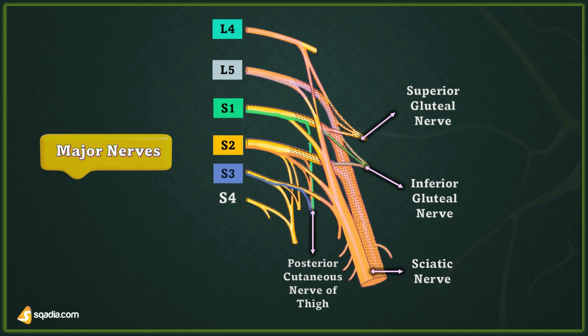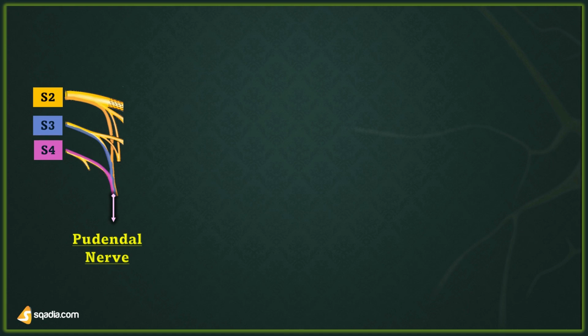And another major peripheral nerve that branches off from the sacral plexus is called the pudendal nerve. It is a crucial nerve that innervates the pelvic region. The pudendal nerve is a major nerve that originates from the sacral plexus, specifically from the S2 to S4 nerve roots. It provides innervation to the external genitalia, perineum, and certain pelvic floor muscles.